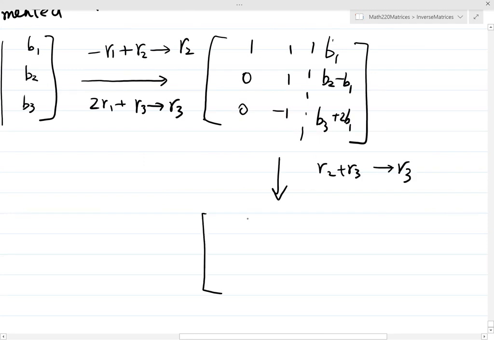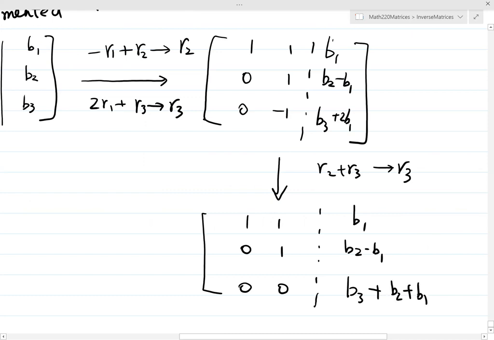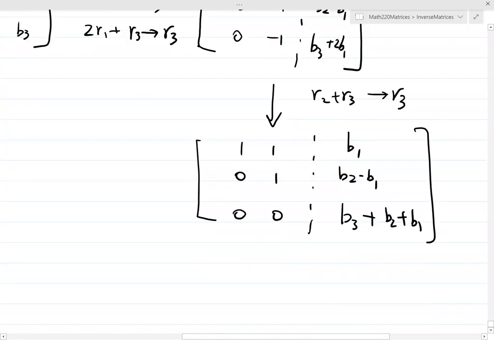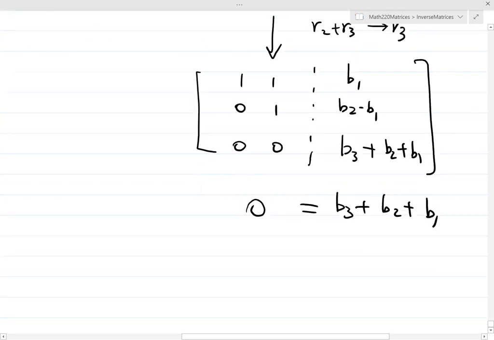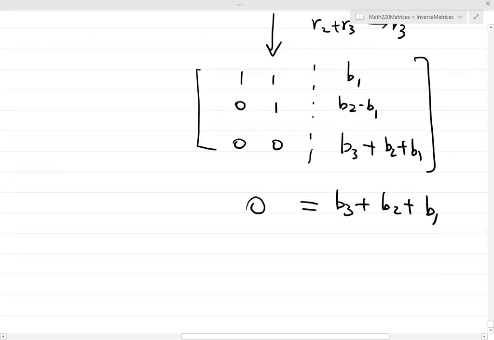So we finally get 1, 1, b1. We get a 0, 1, b2 minus b1. 0, 0, b3 plus b2 plus b1. Now, the third rule tells us that 0x plus 0y, so this is actually 0 equal to b3 plus b2 plus b1. To make sure that this equation is solvable, we need to make sure that b1 plus b2 plus b3 is actually 0.